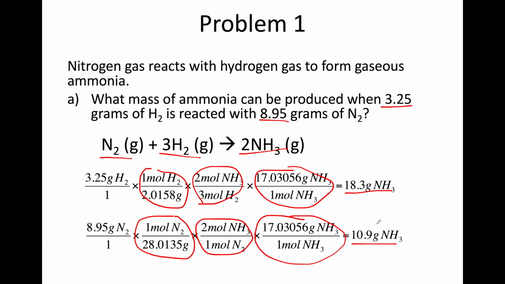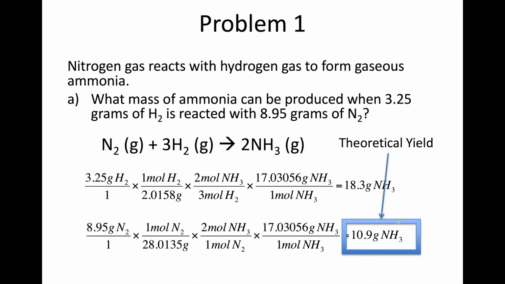So because the 8.95 grams of nitrogen gives me a lower theoretical yield of ammonia, that tells me that nitrogen is my limiting reactant, and the 10.9 grams of ammonia is my theoretical yield. Okay, so I compare the two yields from hydrogen and nitrogen, and the reactant that gives me a smaller theoretical yield is my correct answer. So 10.9 grams of ammonia can be produced.